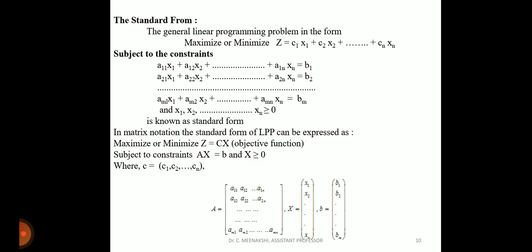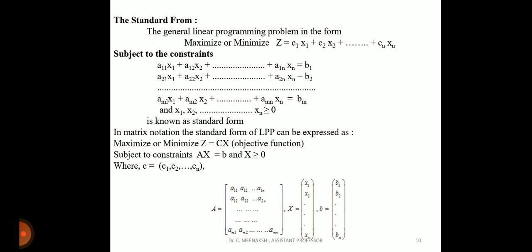Next, we have to see about the standard form. In this standard form, the general form of the linear programming problem, the objective function is of the form maximize or minimize z equal to c1 x1 plus c2 x2 etc. plus cn xn, subject to the constraints. The constraints must be of equality type, that is a11 x1 plus a12 x2 etc. plus a1n xn equal to b1, and the non-negativity restriction, that is x1, x2 etc. xn greater than or equal to 0, is known as standard form.